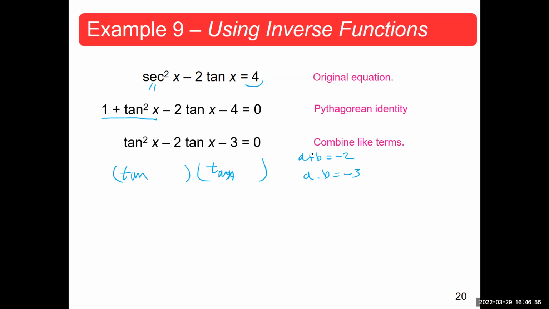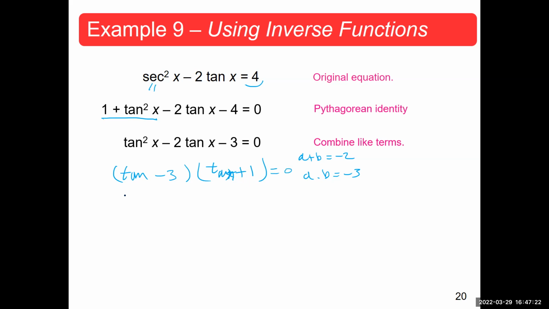There is only one option: -3 and +1. If I multiply them, -3. If I add them, -2. That equals 0. Then again, we have two solutions.